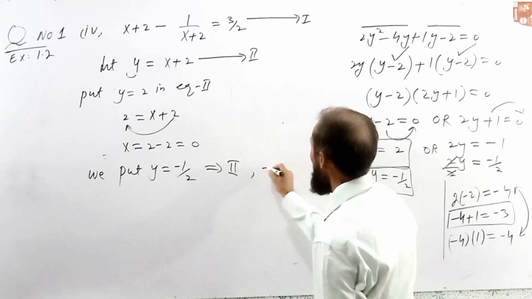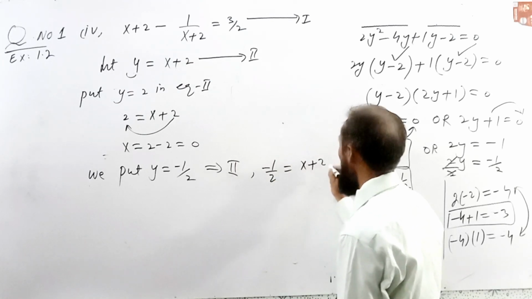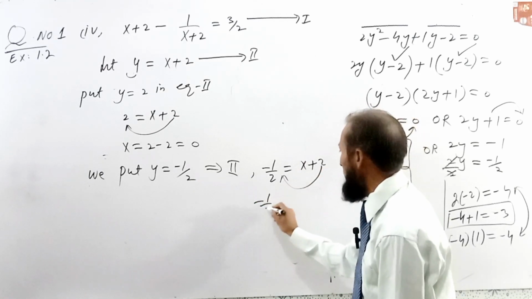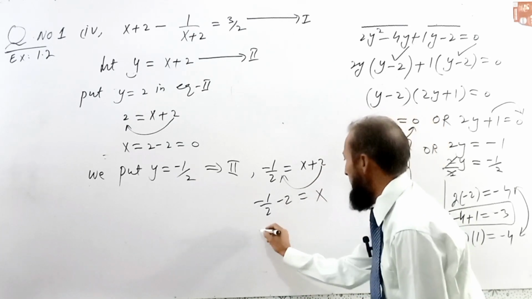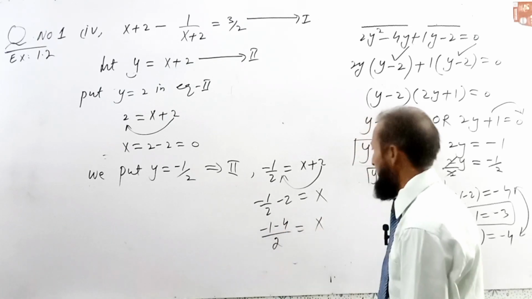In the place of y we can write -1/2 is equal to x plus 2. We change this here, so the sign is also changed. -1/2 minus 2 is equal to x. Now we take the LCM, -1 minus 4 divided by 2.